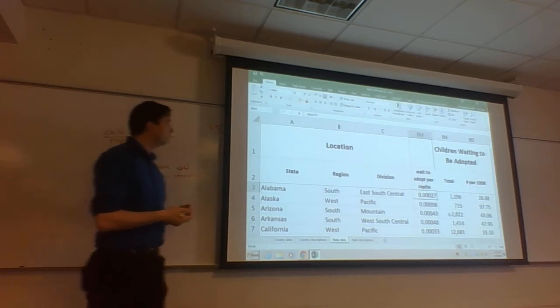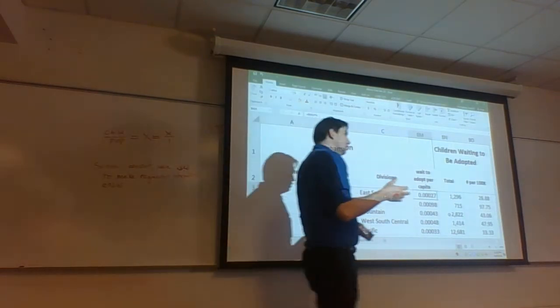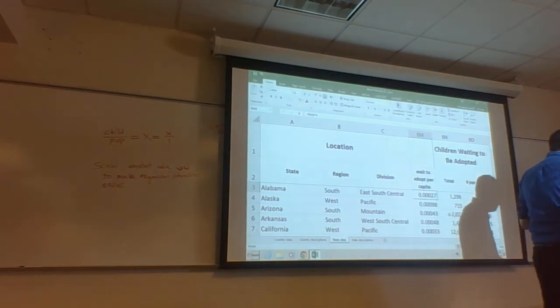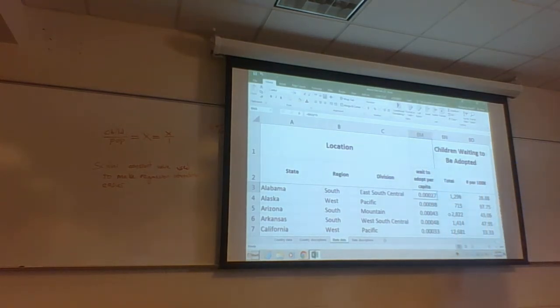Someone last class asked about, like, I might use one variable that's per 1,000 people and another variable that's per 100,000 people. Is that a problem? That's fine. That's not a big deal at all, because they're both being adjusted to population. They just have a slightly different scalar. But it doesn't really matter, as long as you're adjusting for population.